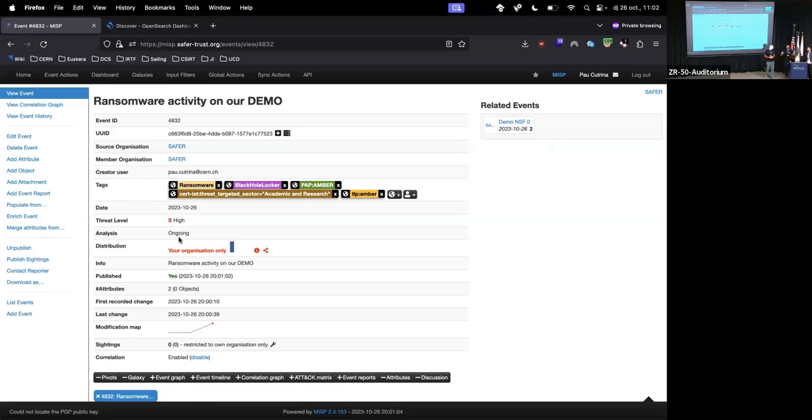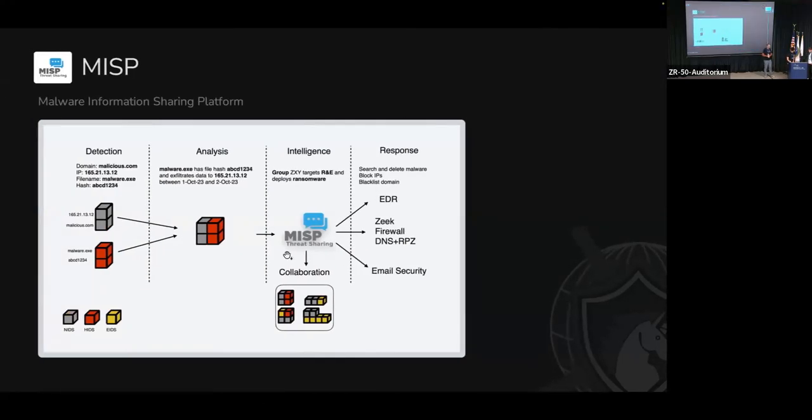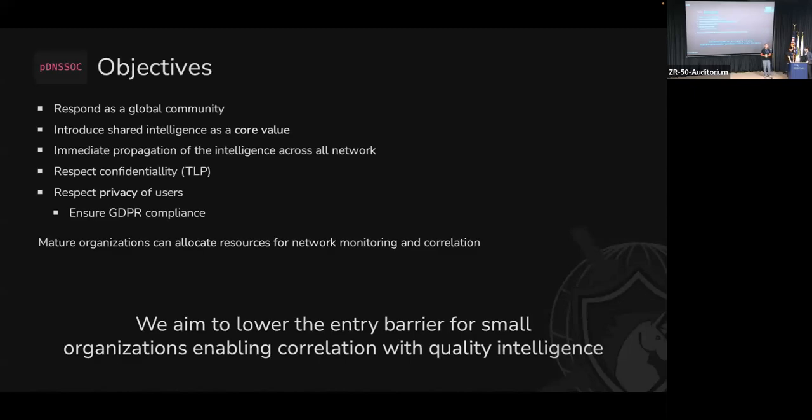So now it was the context, right? We have understood how DNS works, how MISP works, and there is one point missing. So what's pDNSSOC? So basically, as was mentioned by Romain initially, we want to respond as a community, right? So we want to share information and we want to base this on high quality intelligence as the main objective for our threat intelligence team. We want fast reaction.